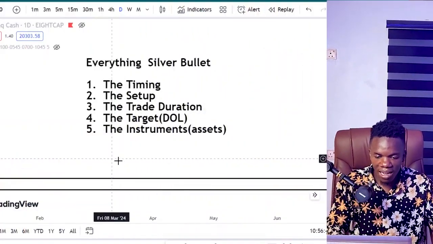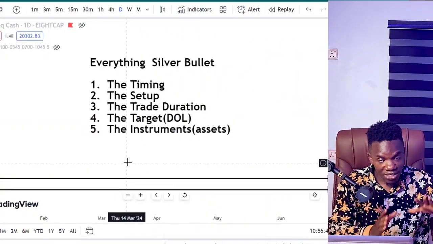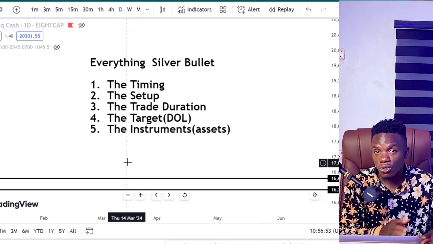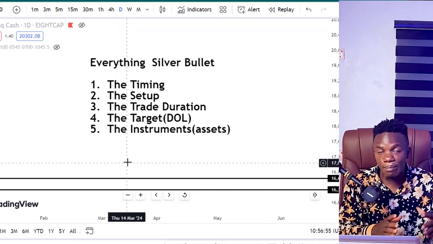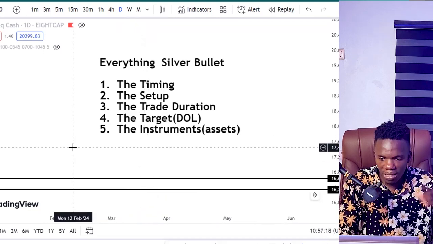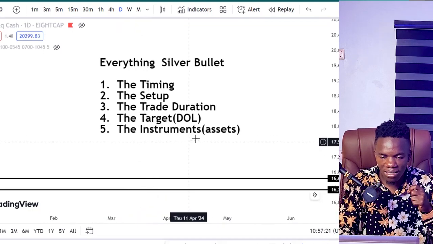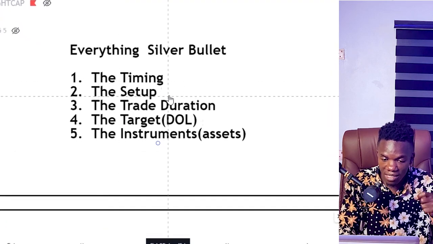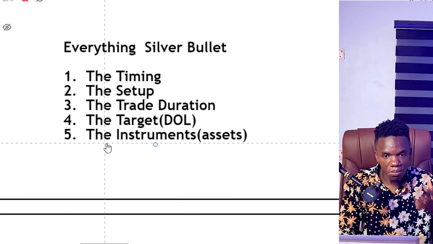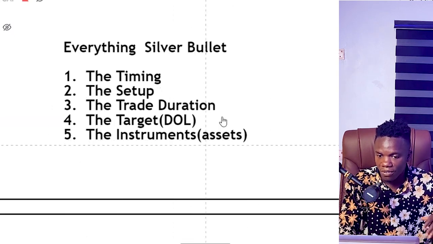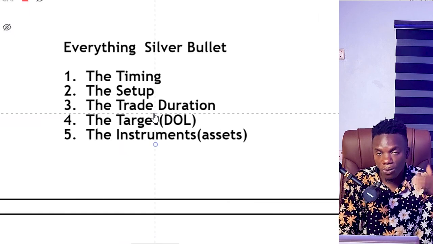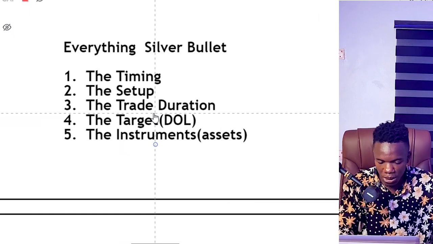Okay, this is what I do that is different from other traders that use the ICT silver bullet strategy, and this is what has given me so many results in the past and is still producing results every day. Everything about the ICT silver bullet strategy is the timing, the setup, the trade duration, the target or draw on liquidity, and the instrument you want to trade. I have done a complete video on the ICT silver bullet strategy on this channel. I'll drop the link in the description.